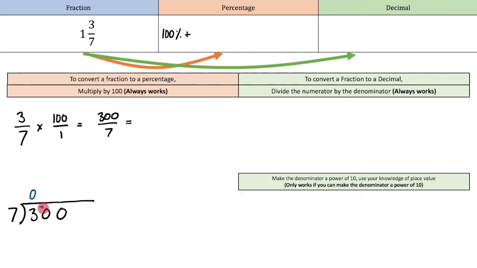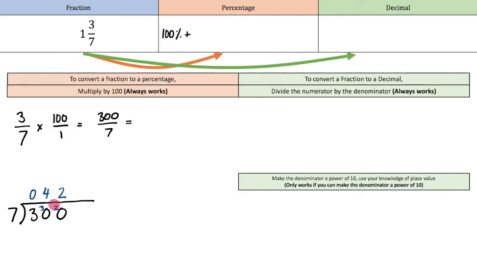And I carry that 3 across. How many times does 7 go into 30? 7 goes into 30 4 times with 2 left over. And that's because 7 4s are 28. 30 minus 28 is 2. So I bring that 2 over there. How many times does 7 go into 20? 7 goes into 20 twice, because 7 times 2 is 14. And that means I have 6 left over.